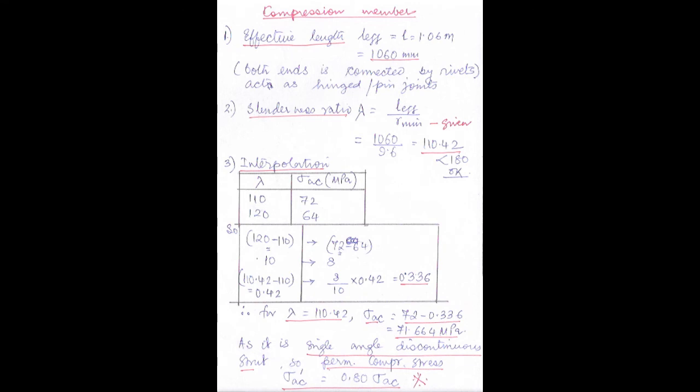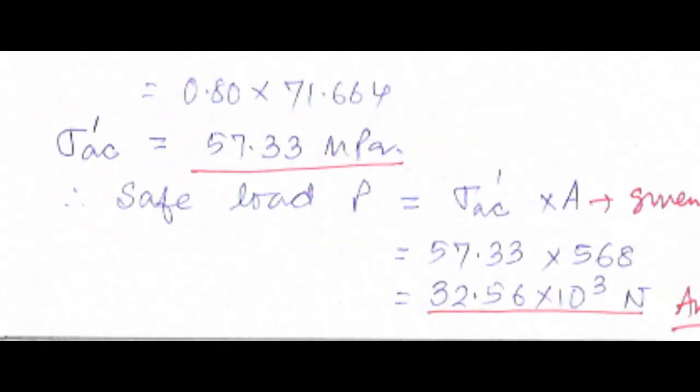As it is a single angle discontinuous strut, the permissible compressive stress sigma AC dash is equal to 0.80 sigma AC. So 0.80 multiplied by 71.664 gives sigma AC dash equal to 57.33 MPa. Now the last step: the safe load carried by the compression member, P, will be sigma AC dash into A. A is already given in the question. If you put the values in, we get the final answer as 32.56 into 10 cube Newton.